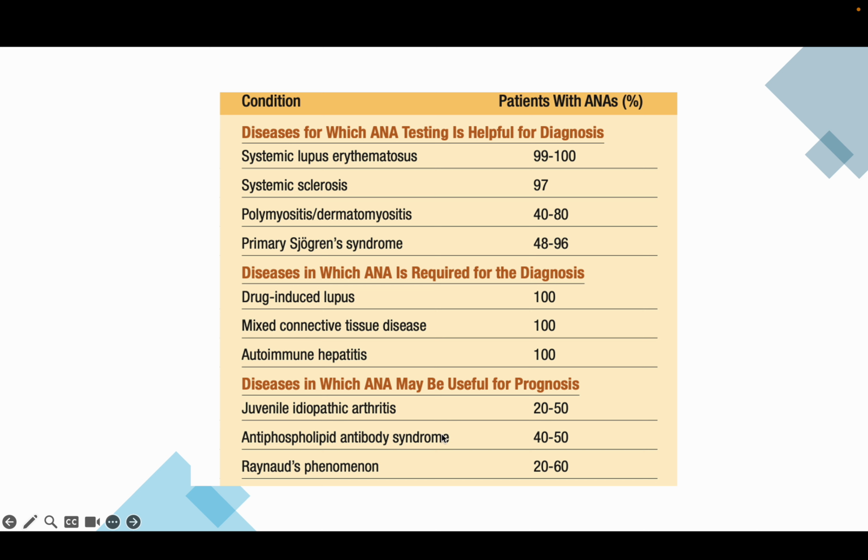Just because a patient has some CTD like APLA or Sjogren's doesn't mean all of them are ANA positive. Especially in SLE you have 99% positivity. In Sjogren's it varies from 48 to 96%, so 30 to 40% are actually not ANA positive. They might be ANA negative also. That doesn't mean they don't have Sjogren's. So always ANA should be interpreted against the clinical background.